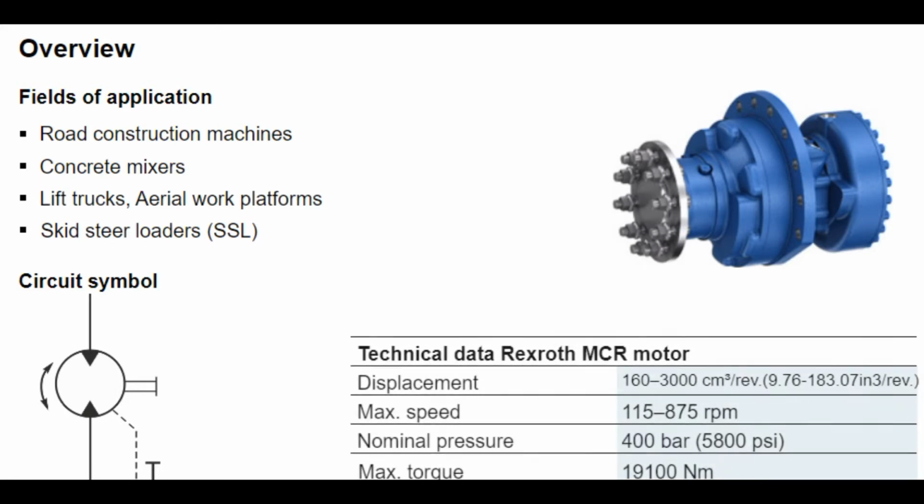MCR radial piston motors come with displacements between 160 to 3,000 cubic centimeters per revolution. They operate at a maximum speed of 115 to 875 revolutions per minute and a nominal pressure of up to 400 bar, 5,800 psi. MCR radial piston motors can output a maximum torque of up to 19,100 Newton meters, depending on size.